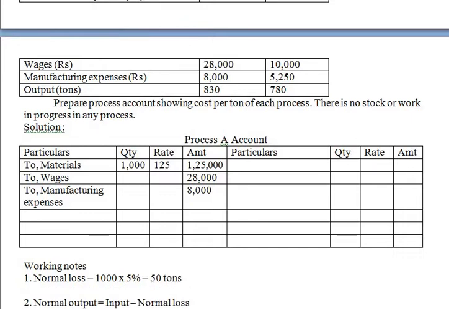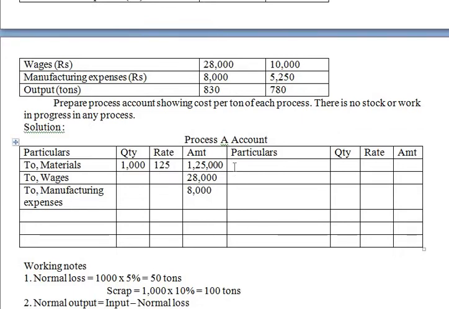Other than this, there is another loss which is having a realizable value, that is scrap, which is equal to 10% they have told, right? So on input, that is 1000 into 10%, which is equal to 100. Now only 100 tons are having realizable value. Okay, 100 tons.